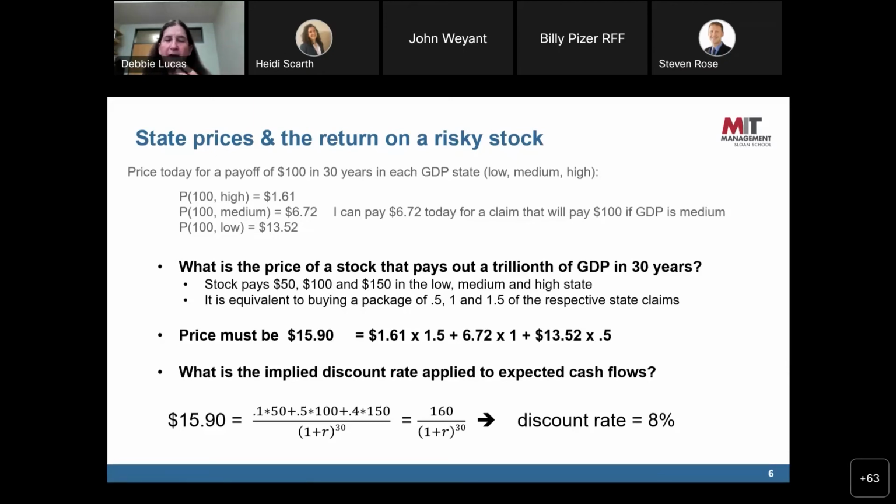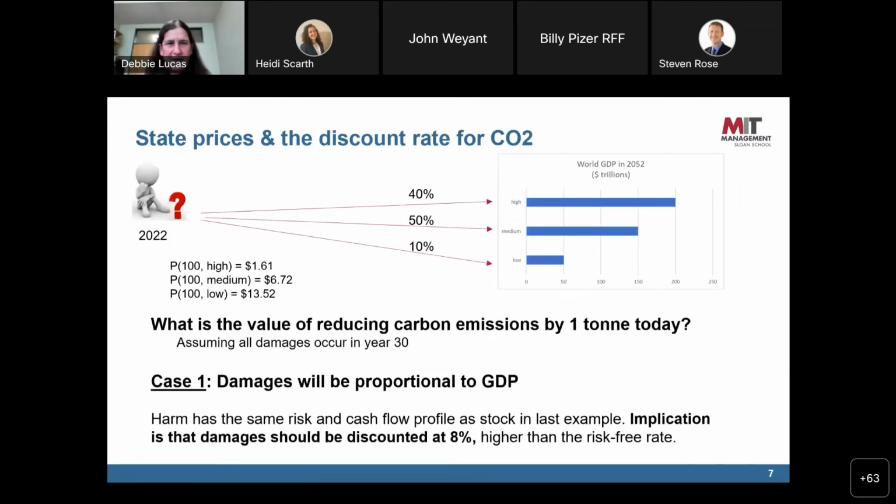The intuition for why that discount rate is so much higher is because the marginal utility of the income it's creating in the very good state of the world just isn't that valuable. And since it's creating the most income, the better the state of the world, we discount at a higher rate. Okay, so now let's go to CO2.